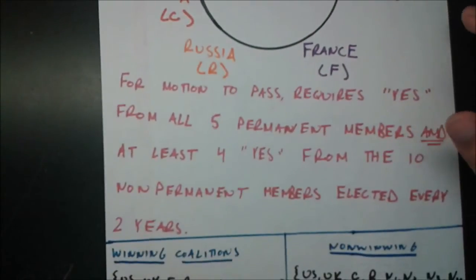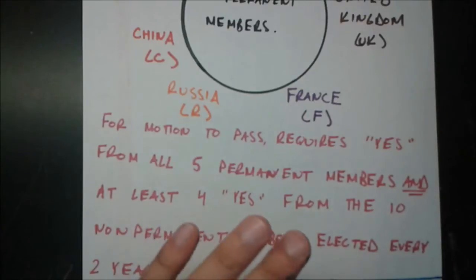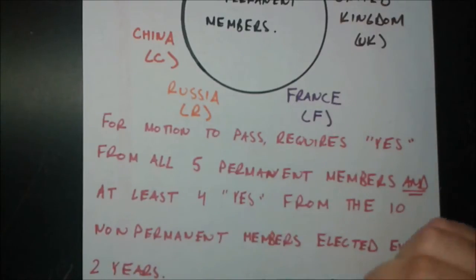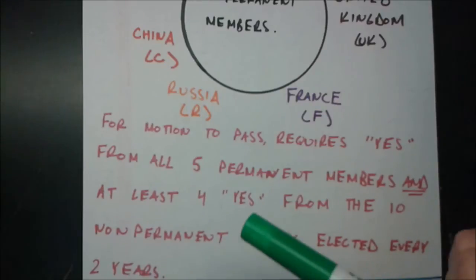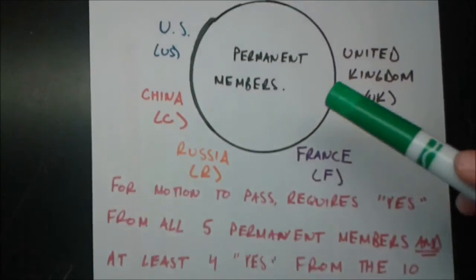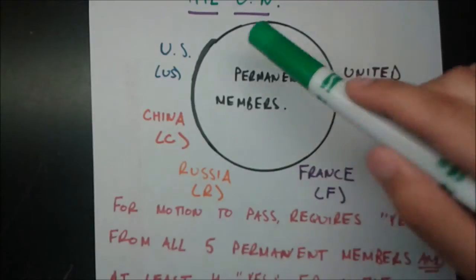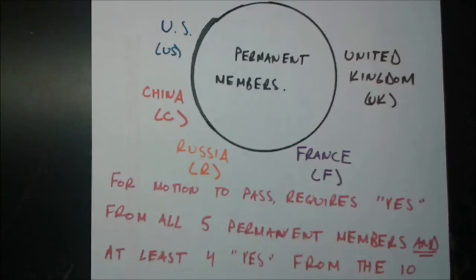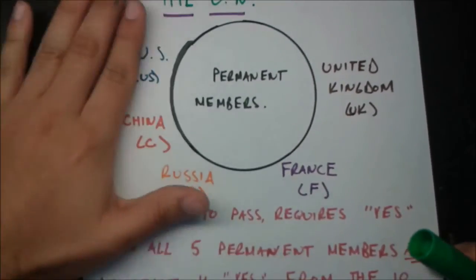Okay, and here's how the United Nations voting system works. For a motion to pass, it requires the yes votes from all 5 permanent members and at least 4 yes votes from the 10 non-permanent members elected every 2 years. So in addition to these 5 permanent members, there's 10 other members, non-permanent, and they're on a rotating basis. Every 2 years, new ones are chosen. But these 5 are always here.